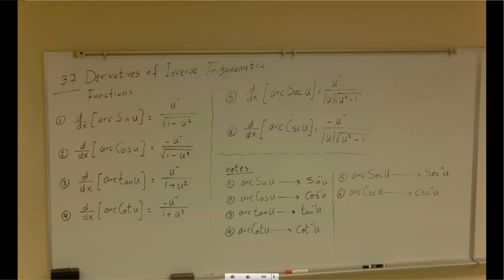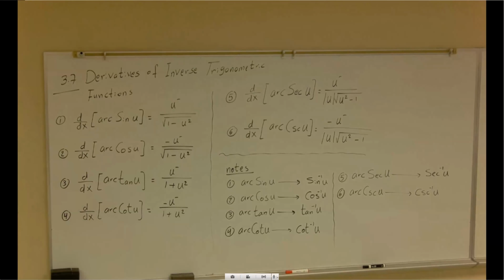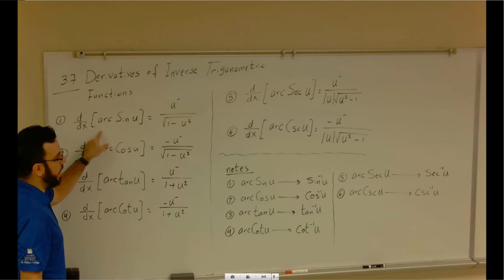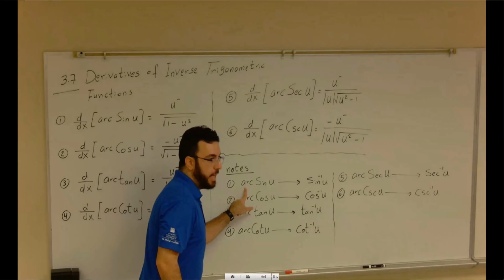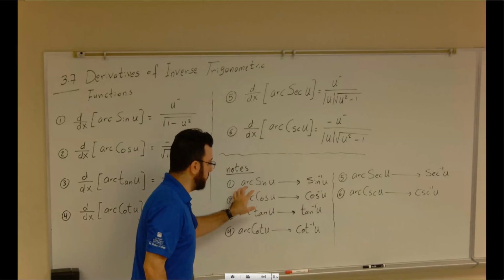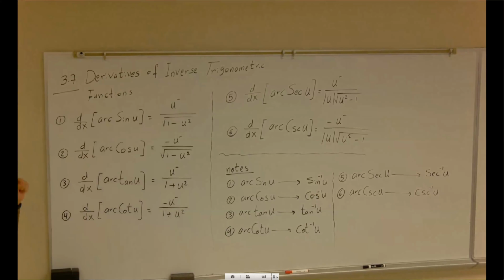So let's start with section 3.7, the derivative of inverse trig functions, which is the sine, cosine, tangent, cotangent, secant, cosecant. Now, the derivative of arc sine u, what's the meaning of arc? Every time you see arc, it means the inverse. Okay? So it's the same thing, just the inverse of the trig function.